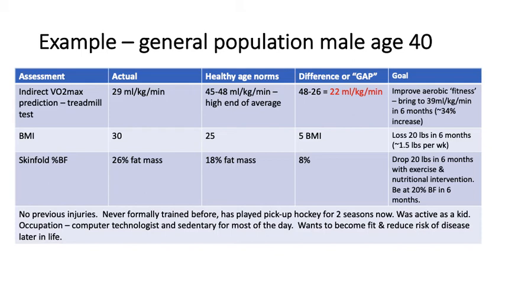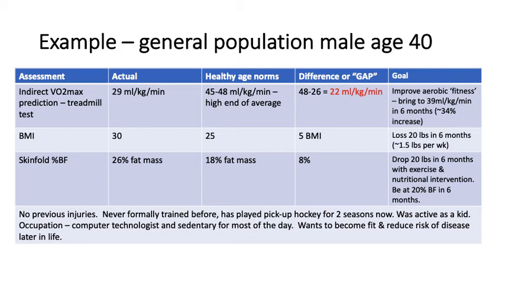So the goal may be to lose 20 pounds in 6 months. That's 1.5 pounds per week, which is in line with the American College of Sports Medicine's achievable and healthy weight loss. So that would be his goal.